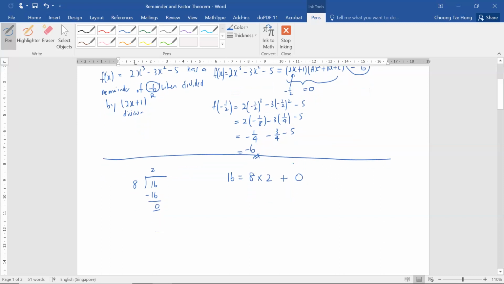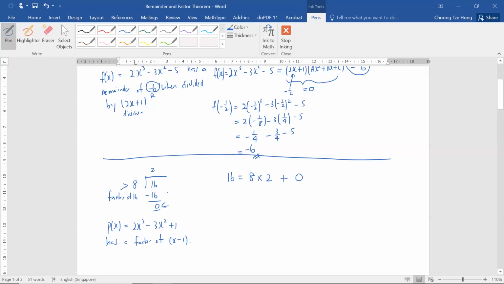So let's extend this concept to polynomials. Let's say you have a polynomial p(x) equals 2x cubed minus 3x squared plus 1, and they tell you that it has a factor of x minus 1. So when you divide by a factor, remember 8 is a factor of 16, so when you divide a number by one of its factors, you're always going to get remainder 0.